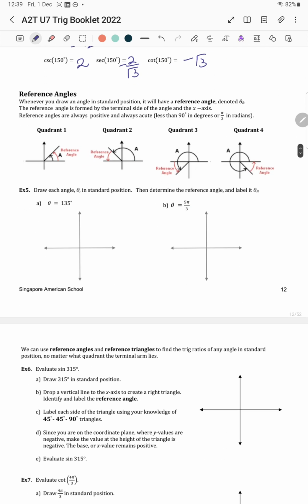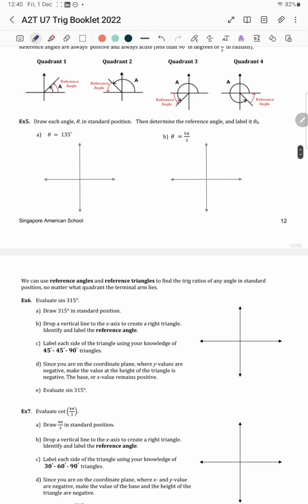Reference angles. Whenever you draw an angle in the standard position, it will have a reference angle denoted by theta r. The reference angle is formed by the terminal side of the angle and the x-axis. Reference angles are always positive and always acute, less than 90 degrees. So if this is an angle, this is called the reference angle. Reference angles are always less than 90 degrees and they are drawn with the x-axis.